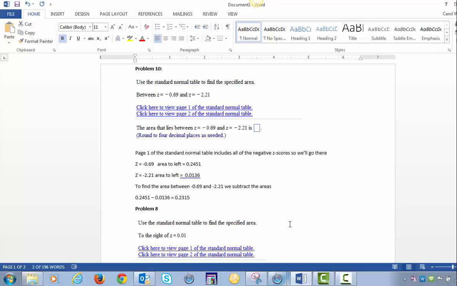I'm going to go over to my math lab in a minute. So both of these z-scores are negative, and the first page of the normal table includes all the negative z-scores, so we're going to go there. So the first one I'm going to look up is negative 0.69.